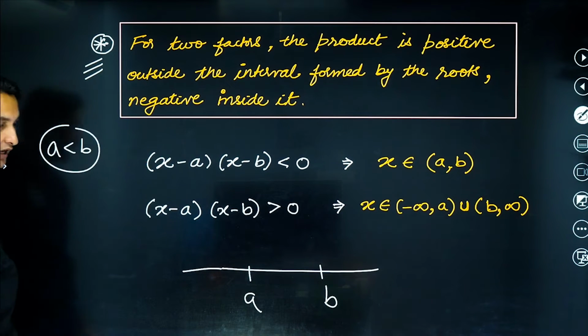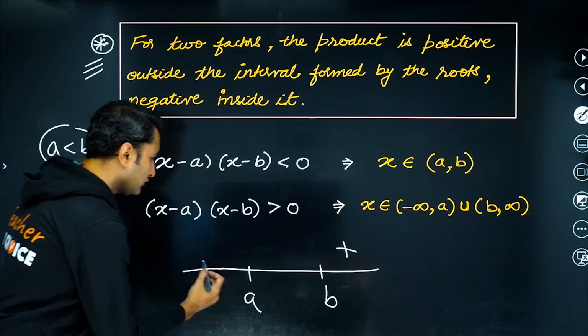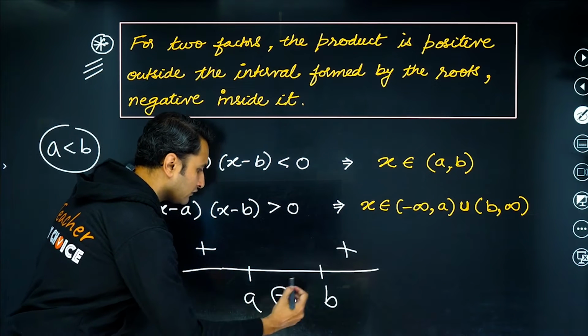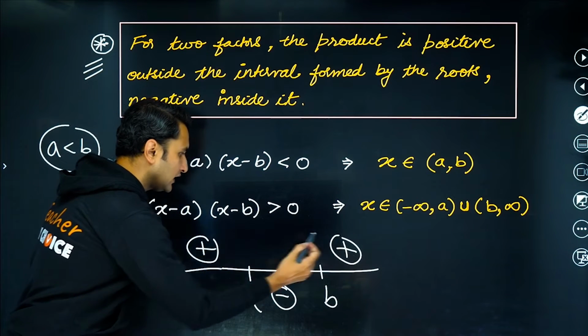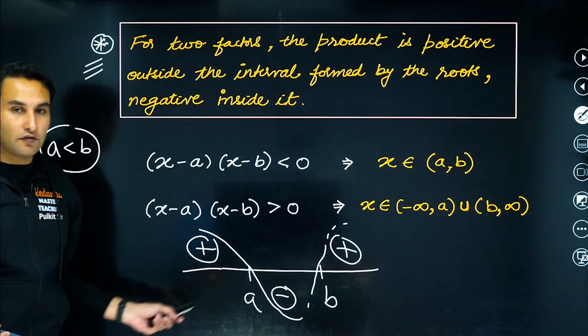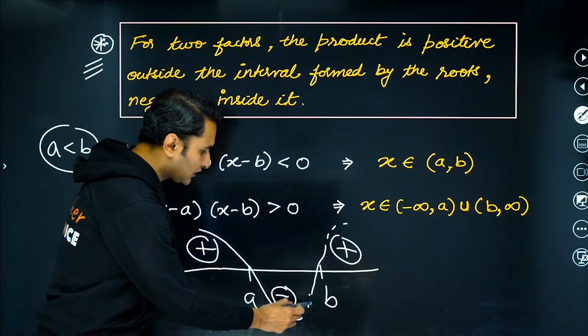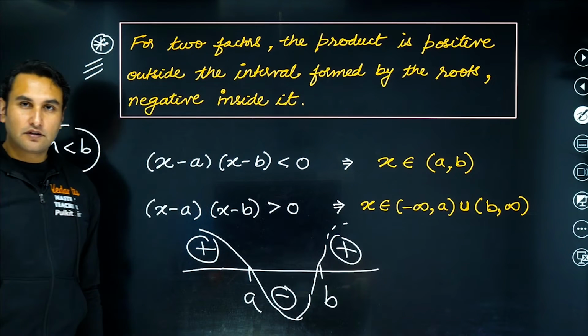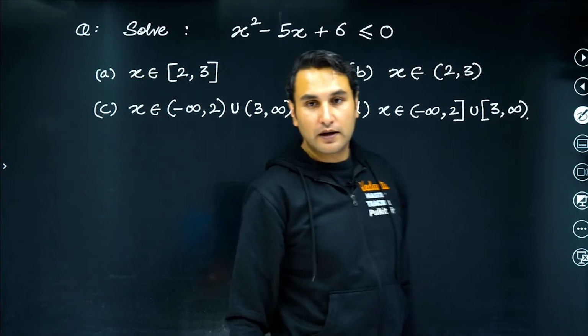Now, positive, negative. This is exactly what we have done. Remember it, please. You don't have to keep making a wavy curve again and again for such a simple thing. Right? Got it? Should we move ahead?